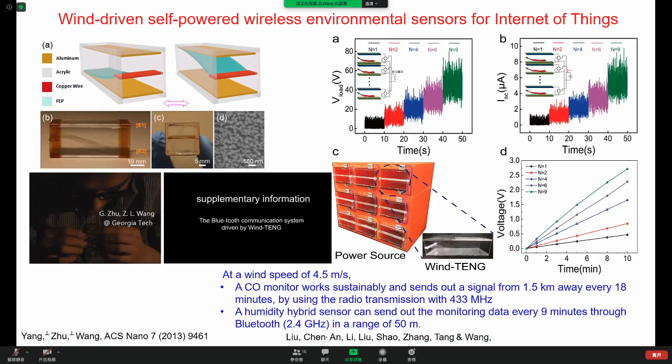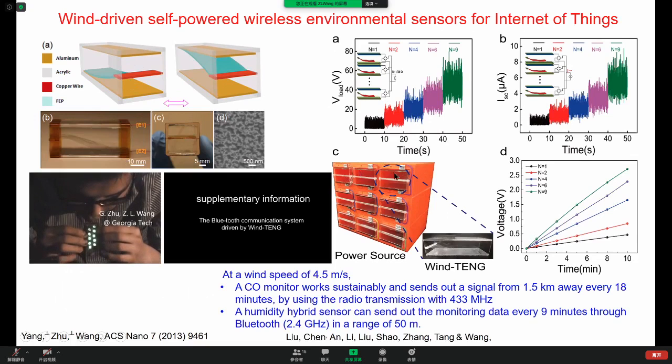Chemical sensors, gas sensors, fire protection sensors, widely distributed. Can you use the wind to power this? Yes, we can use this tongue shape. This is a polymer. When wind goes through, this tongue oscillates. Earlier we showed this one. You see, when you blow, the wind goes through here.